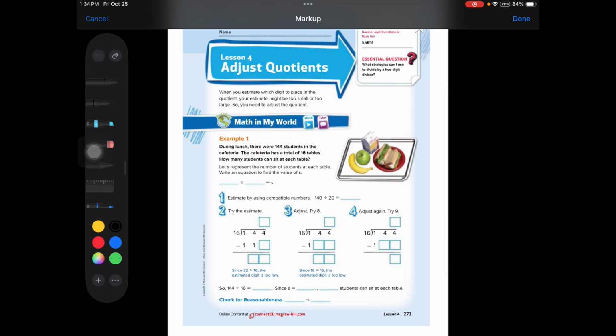Now in this lesson, I only do these first 4 problems on page 271. Then I bounce to the homework. So please follow along and do what I do. Adjusting quotients. Quotient is the answer to a division problem. Let's begin.